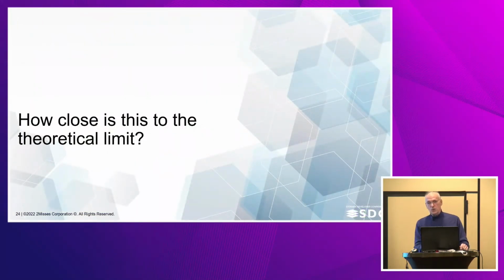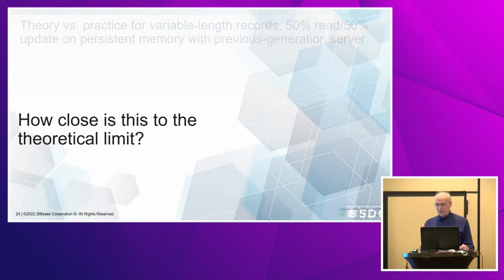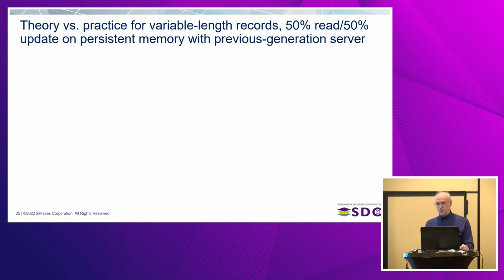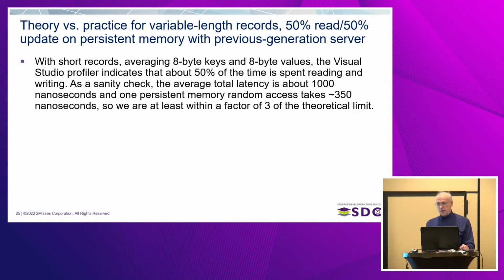So how fast could you possibly run if you had no other overhead? Here's theory versus practice. With 50% read, 50% update on persistent memory with the previous generation server, the Visual Studio Profiler, which is pretty good in this circumstance, says about 50% of the time is spent on one line of code, which is the store operation or read operation. So about 50% of the time is spent reading and writing.